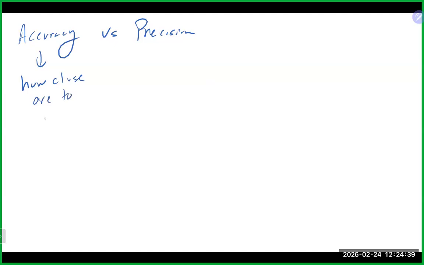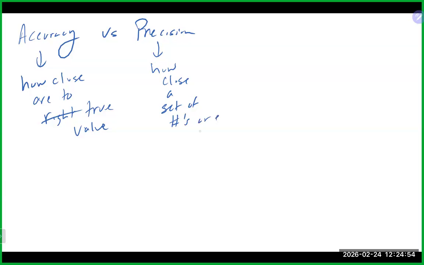All right. Speaking of that, there's a difference between accuracy and precision. So when we talk about accuracy versus precision, accuracy is how close you are to the right value, or true value, I guess is the better way of putting that. Precision is how close a set of numbers are to one another.